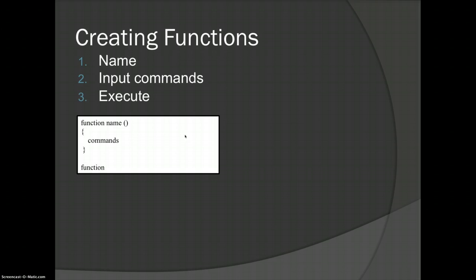Okay, steps to creating functions. Your first step is to name the function. After you name the function, you would place parentheses at the end. Next, you would place commands. The commands would be listed within brackets. Next, you would execute the function, and that was simply done by typing the function's name.